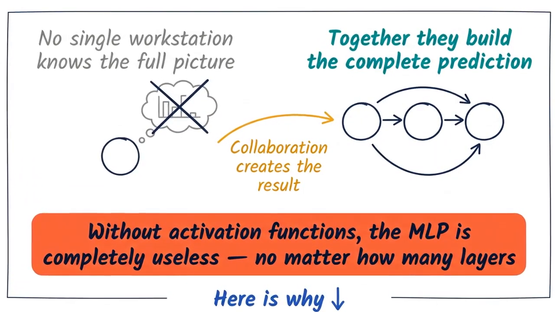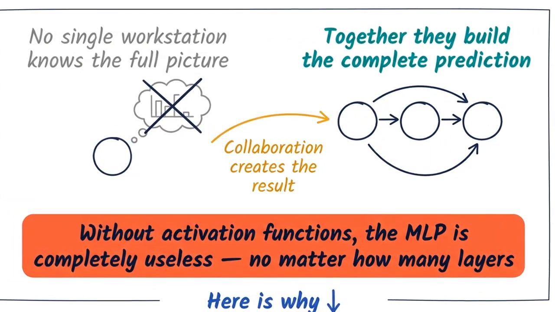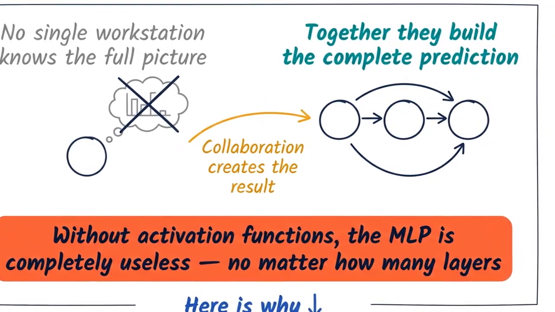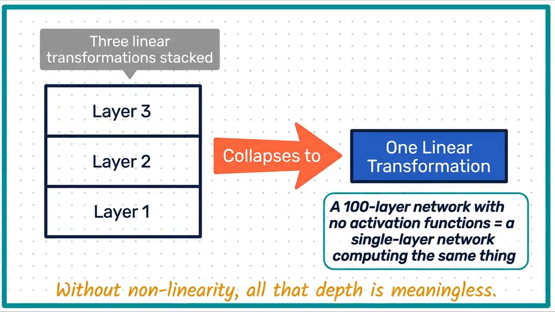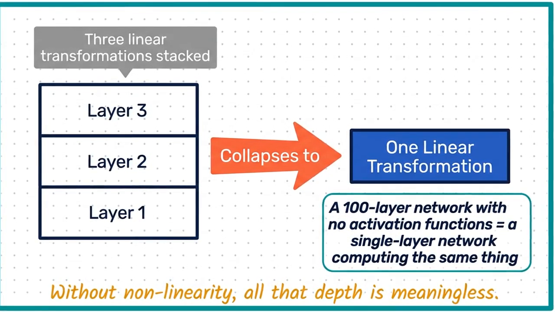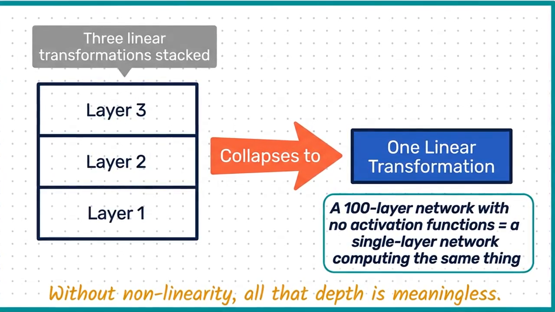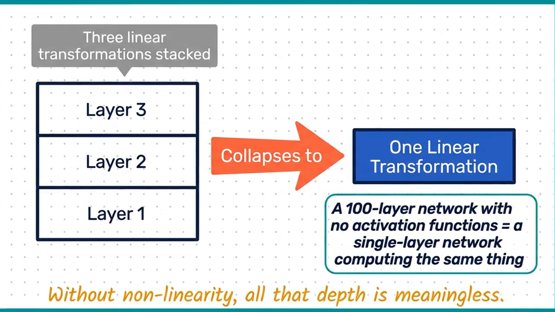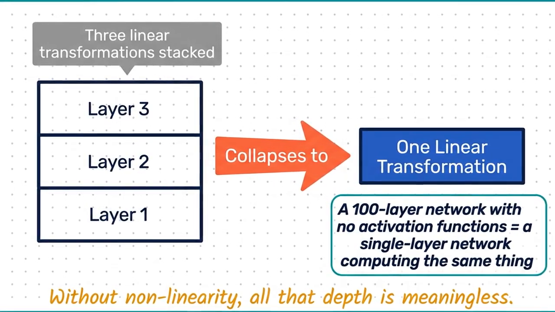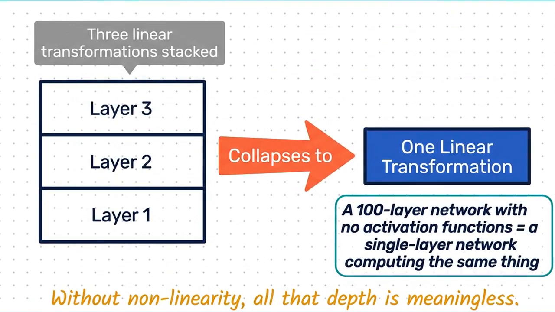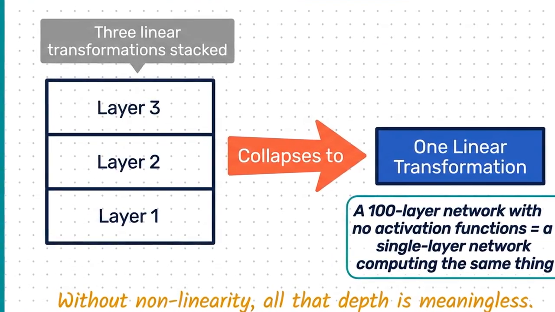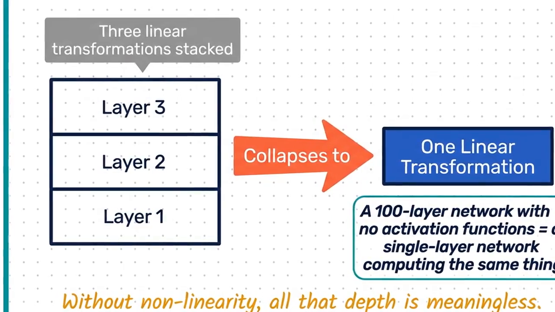Without activation functions, the MLP would be completely useless, no matter how many layers you added. Here is why. The operation inside each layer is a linear transformation. Multiply inputs by weights, add biases. If you stack several linear transformations one after another, the result is still just one linear transformation. You could collapse a 100-layer network with no activation functions into a single-layer network that computes the exact same thing. All that depth would be meaningless.